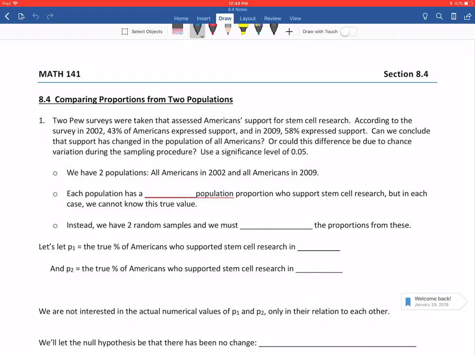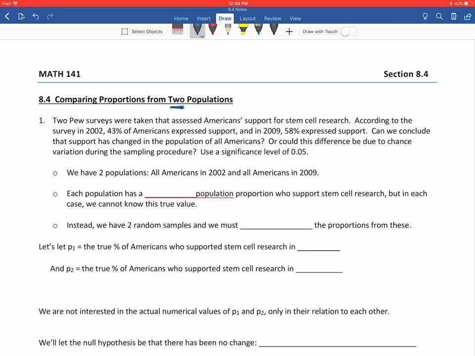Section 8.4, comparing proportions from two populations. The difference between this section and the prior sections in Chapter 8 is that now we are going to be comparing two populations instead of just running a one proportion test.